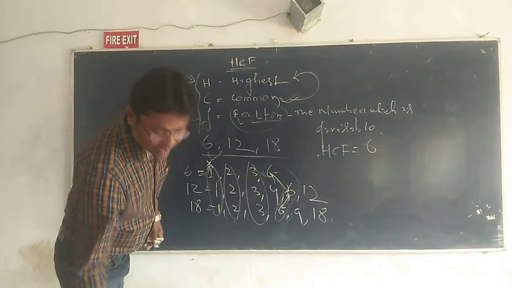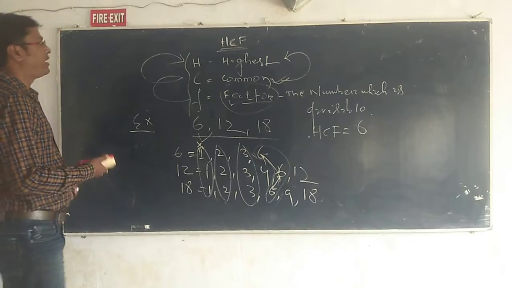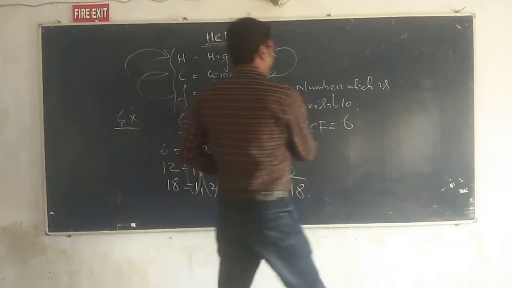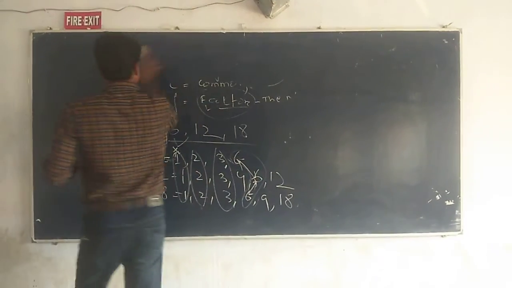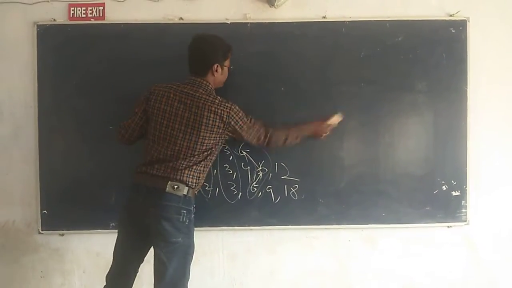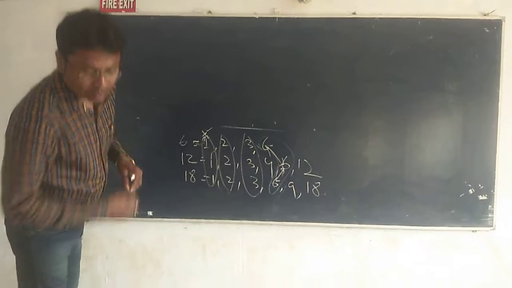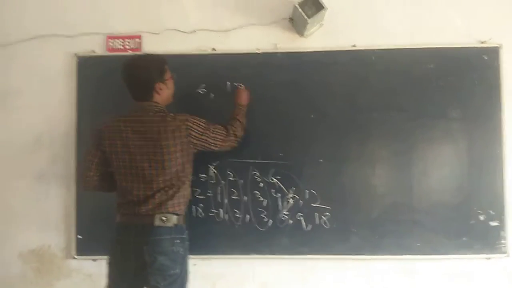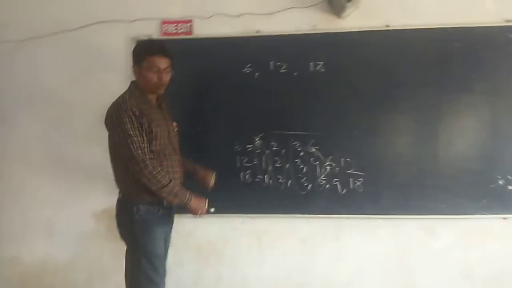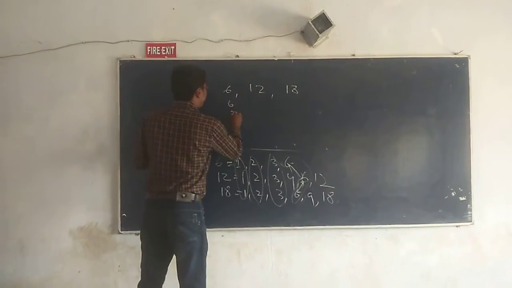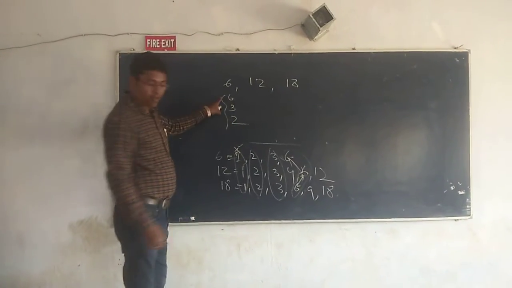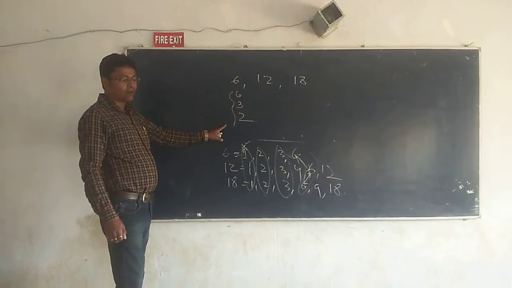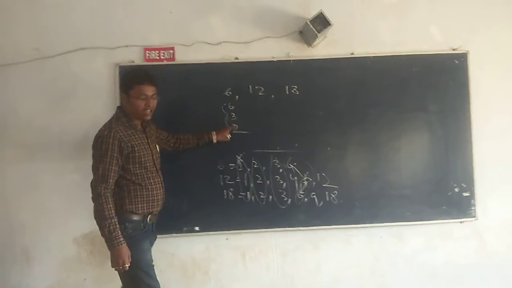Now come to the trick of HCF. How to find HCF within a fraction of a second. See the trick now. Take 6, 12, 18, the same problem. In 6, the factors from first to last are 6, then 3, then 2.